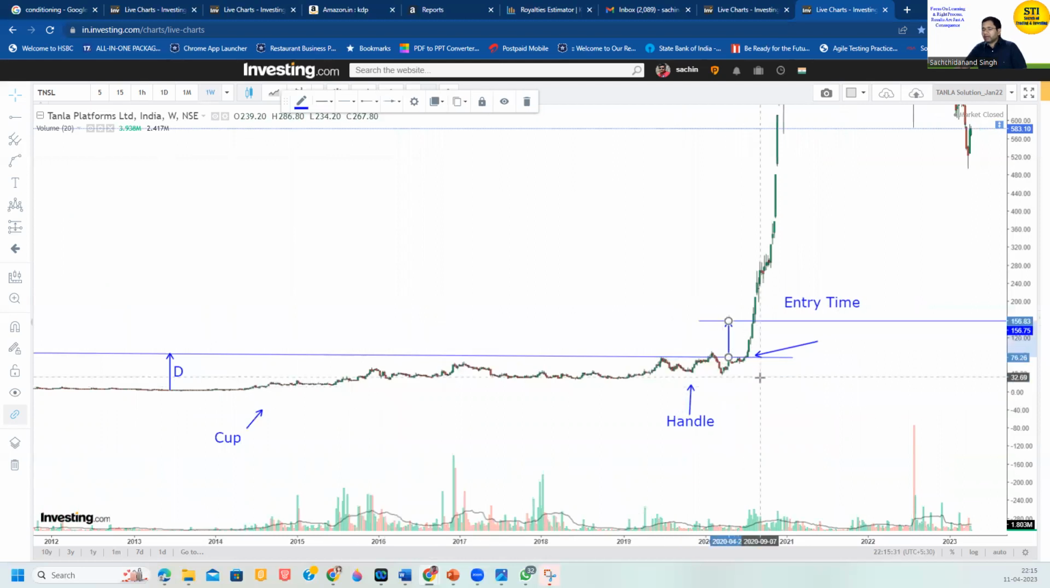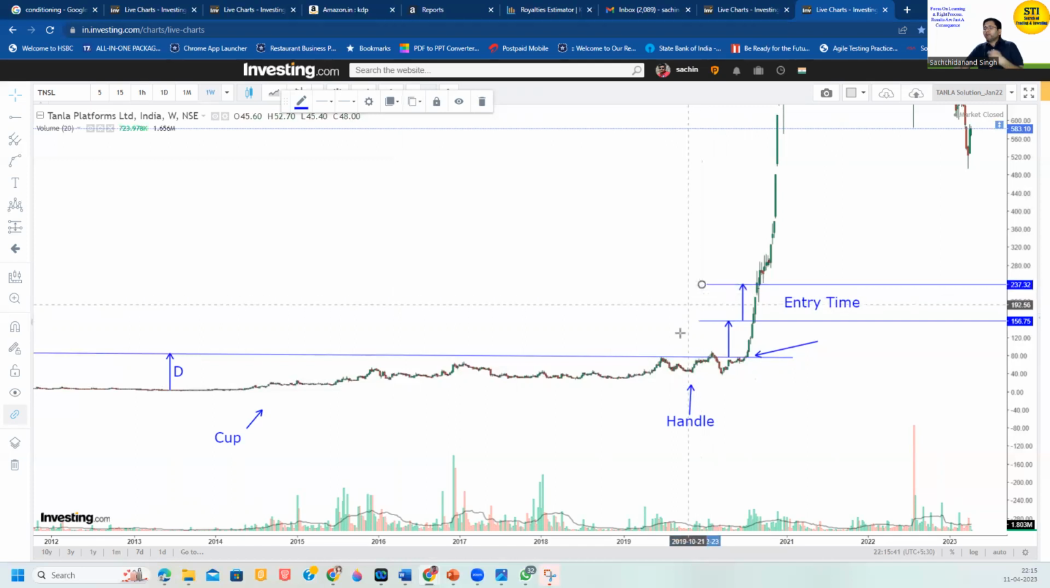So I can apply one depth, copy paste, and then maybe apply a second depth. Take the resistance line. Again, you can do a copy paste like this. So you can keep on increasing the depth and the target.